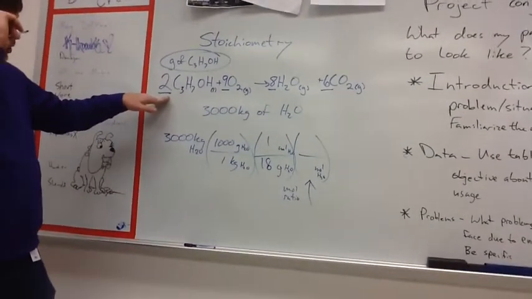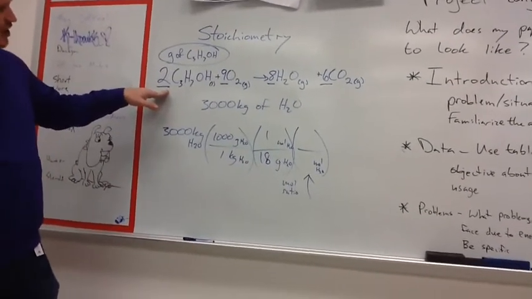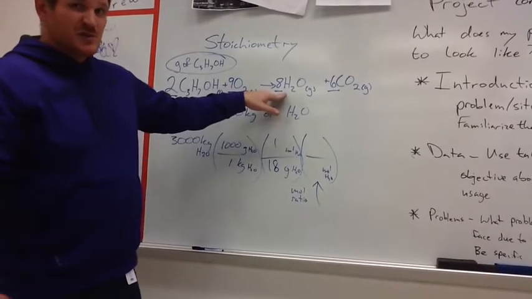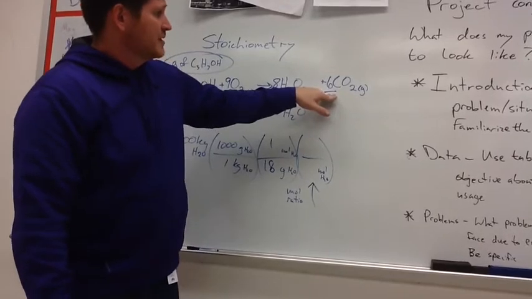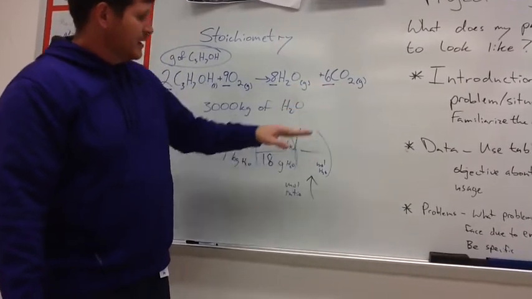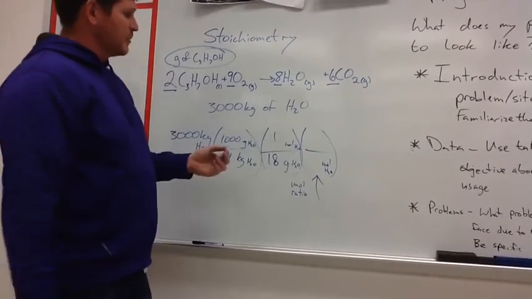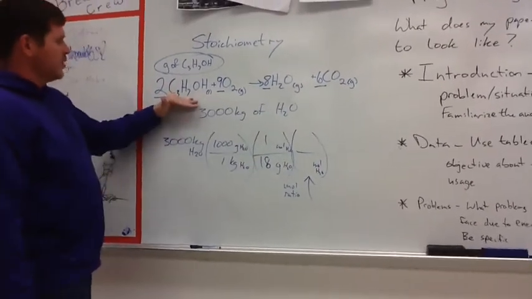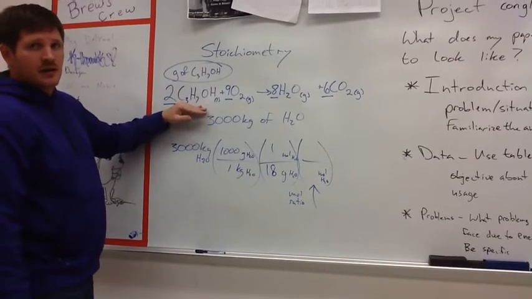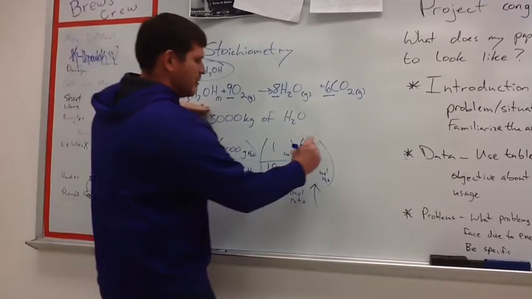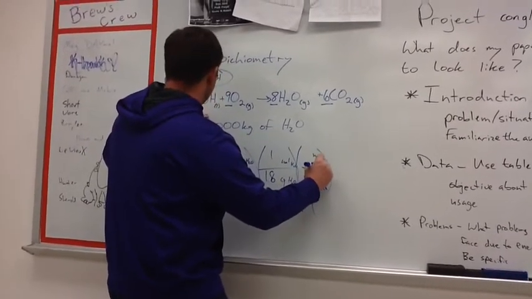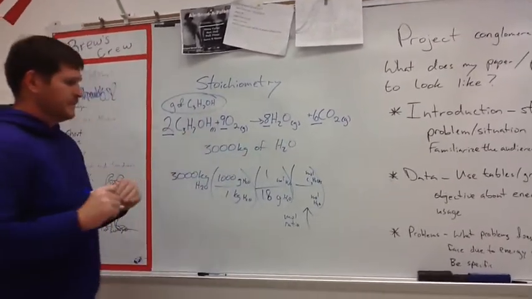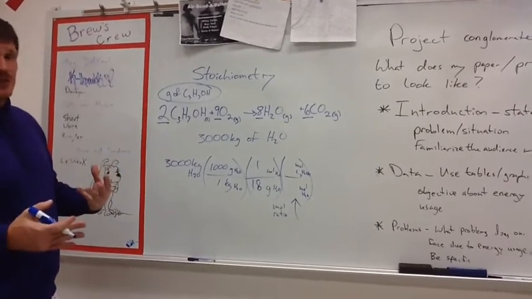For every 2 moles of C3H7OH, I need 9 moles of O2 to produce 8 moles of H2O. This is what we talked about earlier, to produce 6 moles of CO2. So, I should be able to predict by my number of moles of H2O how many moles of isopropyl alcohol I need. So I'm going to put moles of C3H7OH in there.